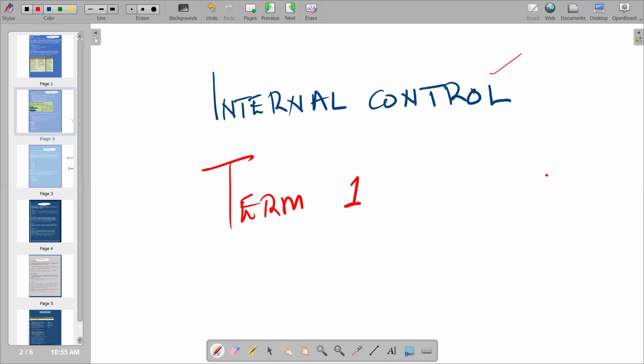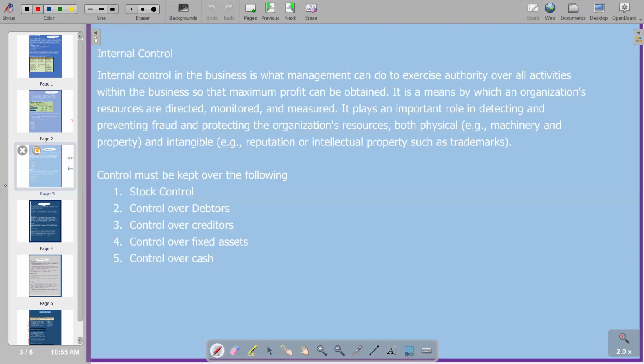So basically, we have many various examples that are implemented in the operations of businesses. Going to the information that we have in this video, we have the explanation again of what we mean by internal control. It reads: internal control in business is what management can do to exercise authority over all assets obtained. It is the means by which an organization's resources are directed, monitored, and measured. It plays an important role in detecting and preventing fraud, and assets are in the form of machinery and property, and also intangible, in the form of reputation or intellectual property such as trademarks. So basically, that's the description that we have for internal control.